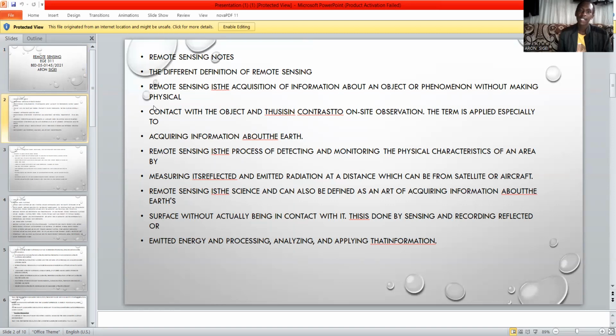Remote sensing is the science, and can also be defined as an art, of acquiring information about the Earth's surface without actually being in contact with it. This is done by sensing and recording reflected or emitted energy, and processing, analyzing, and applying that information.